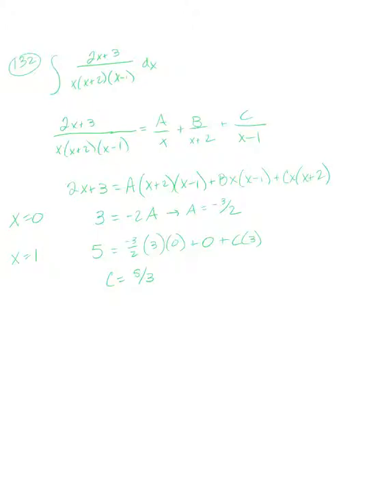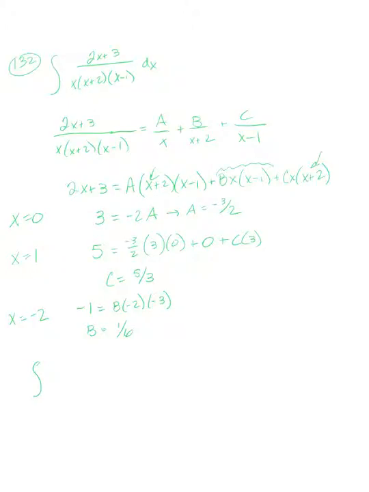Okay, my last x value that I'll plug in will be -2. So 2 times -2 is -4, plus 3 is -1. And when I plug -2 in here, my whole A term goes away. If I plug -2 in here, my whole C term goes away. So I just need to look at this term, plugging in -2. So I have B times -2 times -3. So B ends up being 1/6.